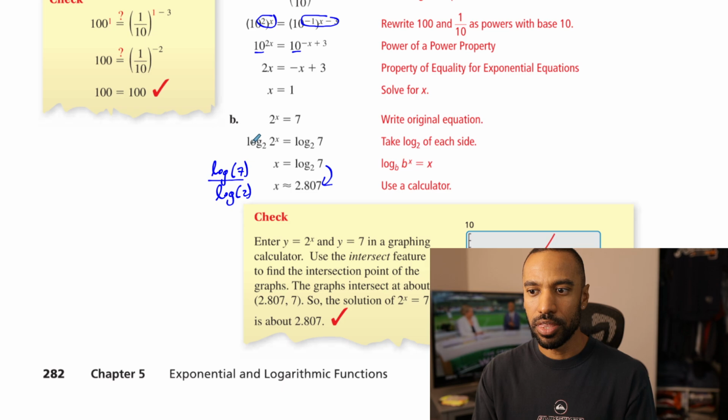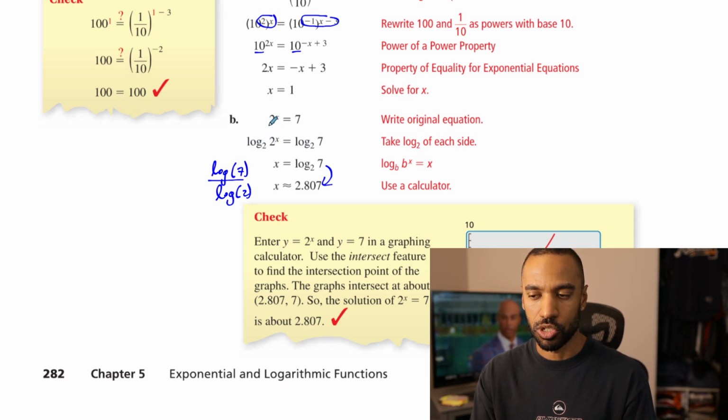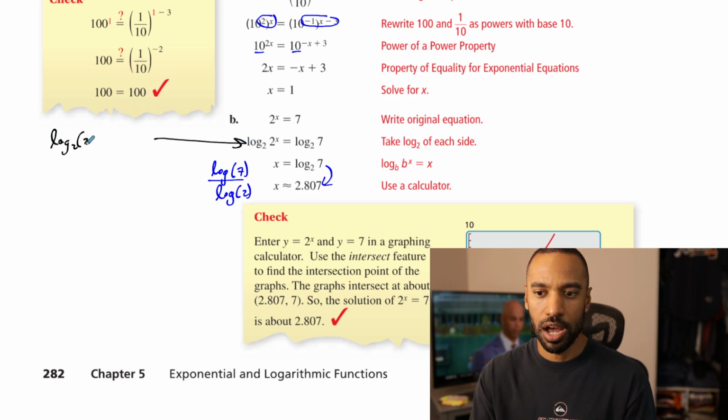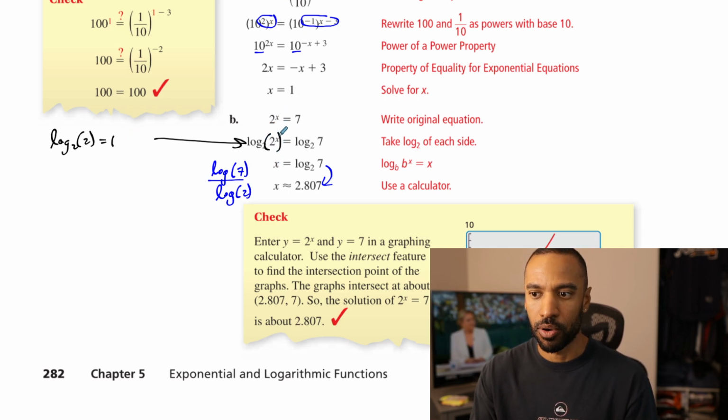First and foremost, why are they doing log base 2 on both sides? Because this base is 2 right here, and log base 2 of 2 equals 1. Well, why is there an x there? Because this has an x in the exponent, and the exponent can pull out and multiply in front.